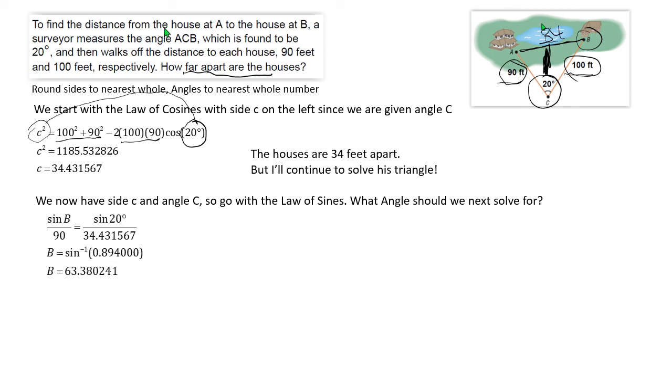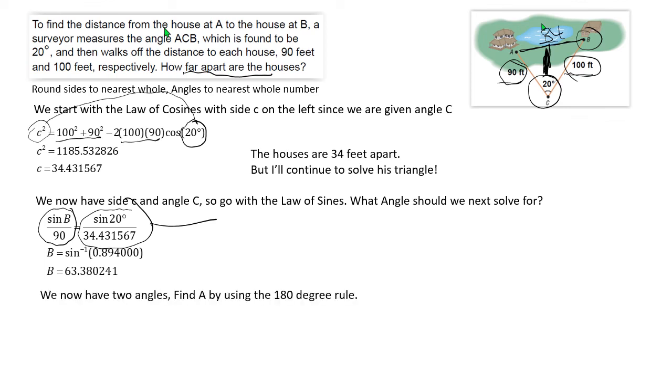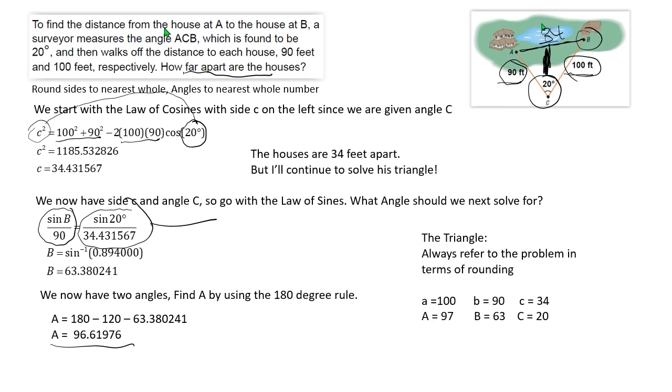So here is the law of sines. Sine B over side B, sine C over side C. We find that angle B is 63.38. Now we have two angles. We can find angle A using the 180-degree rule, and we get angle A is 96.61. So here is the solution to the triangle. Once again, the problem really only wanted side C, which was the distance between the two houses.